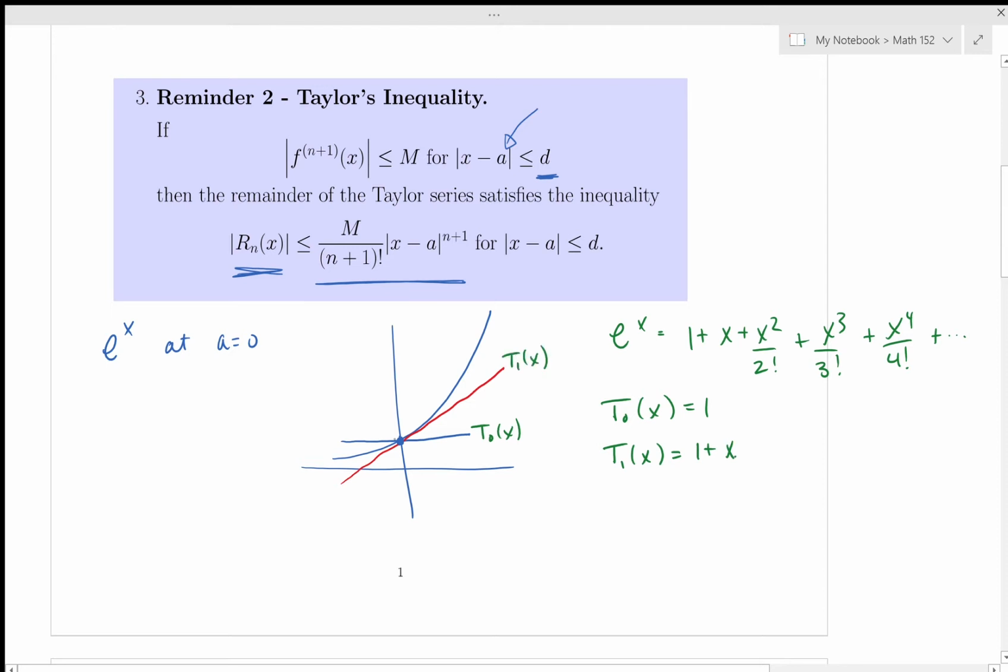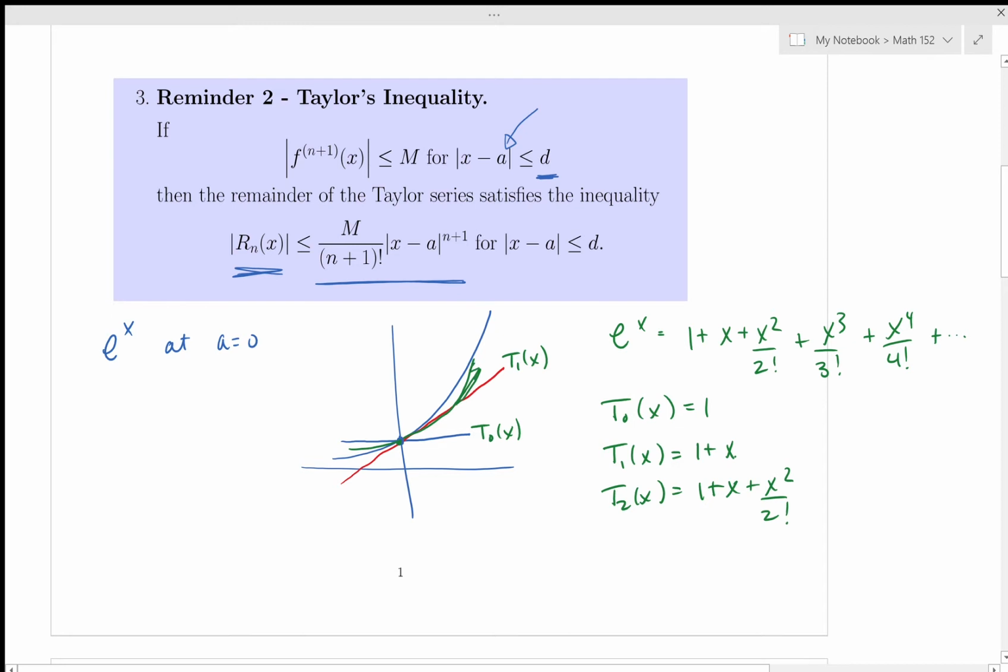The idea here I'm trying to make clear is, in this case, we are centered here at a equals 0, so all of our approximations are centered around that point. Now if I was going to look at what T2 of x is, it is 1 plus x plus x squared over 2 factorial, and that is a parabola centered here. So I'll just try to draw that in here. That's going to look something like this. It won't go up faster than the exponential. That's some sort of a parabola centered around there.